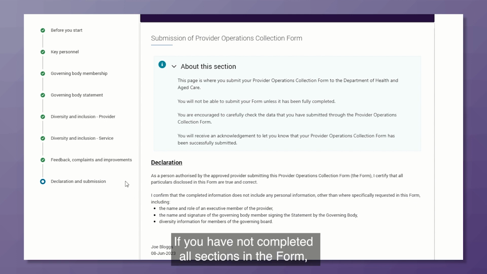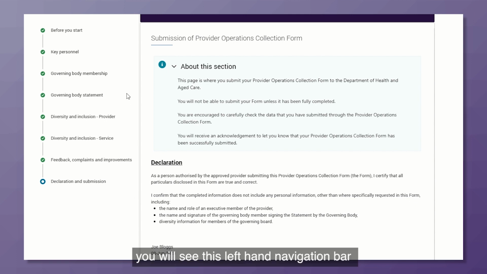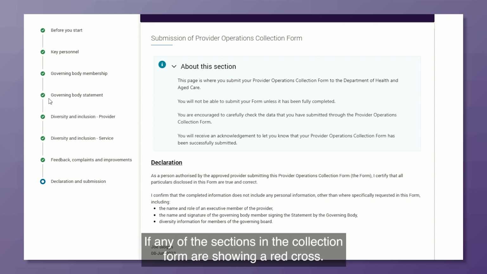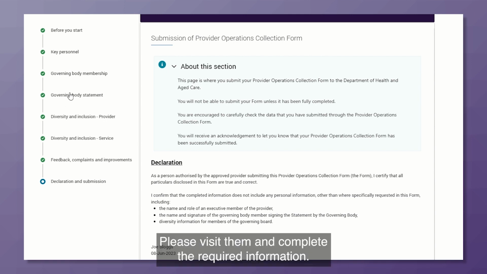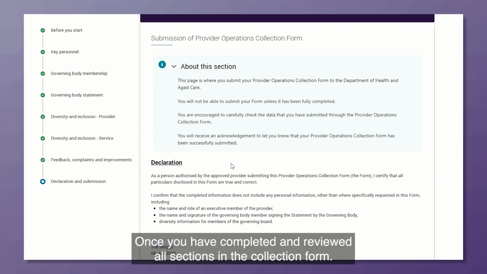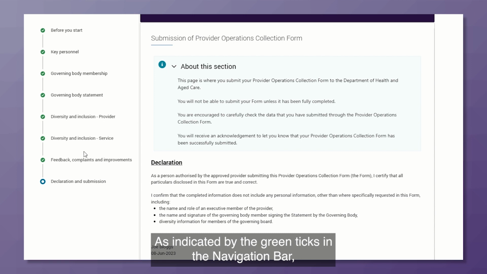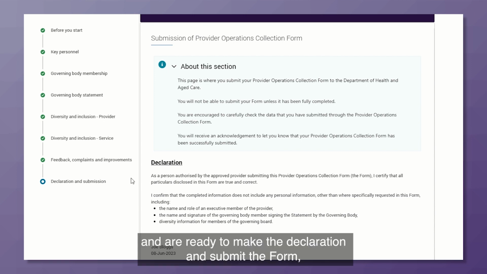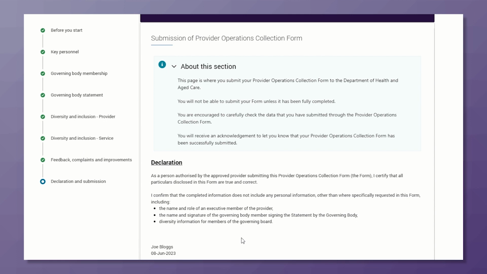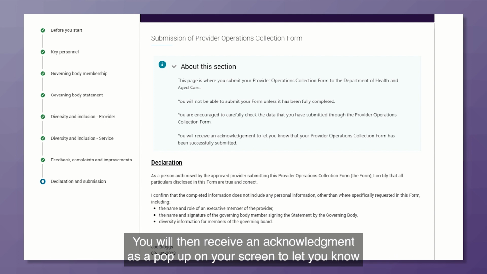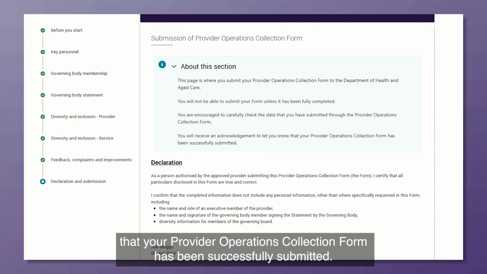If you have not completed all sections in the form, you will see this left-hand navigation bar marked with red crosses. If any of the sections in the collection form are showing a red cross, please revisit them and complete the required information. Once you have completed and reviewed all sections in the collection form, as indicated by the green ticks in the navigation bar, and are ready to make the declaration and submit the form, select Agree and Submit. You will then receive an acknowledgement as a pop-up on your screen to let you know that your Provider Operations Collection Form has been successfully submitted.